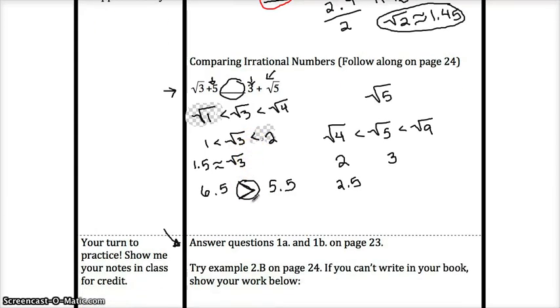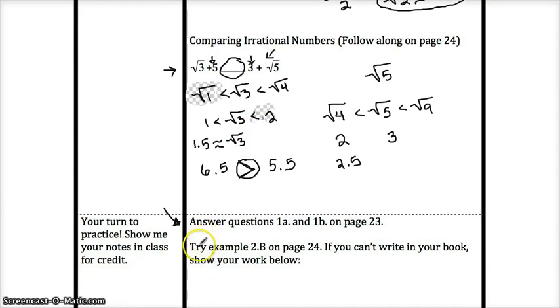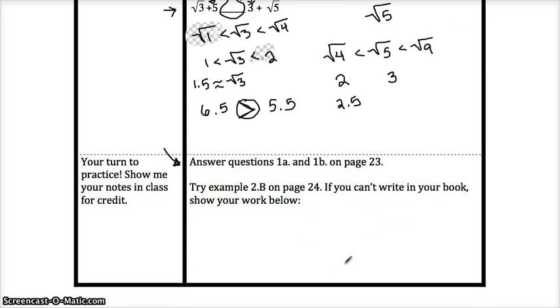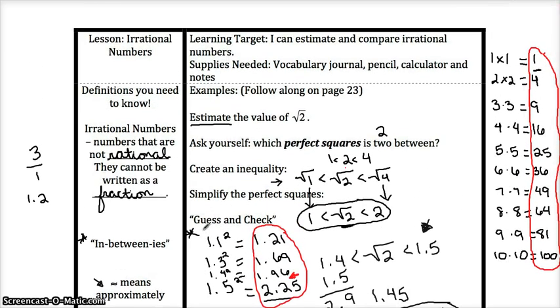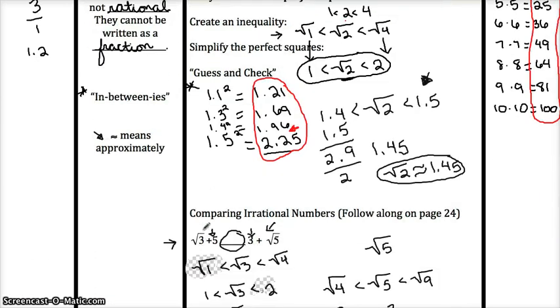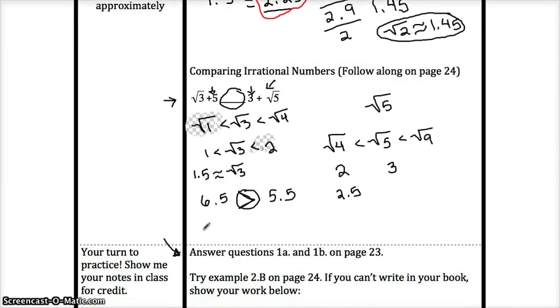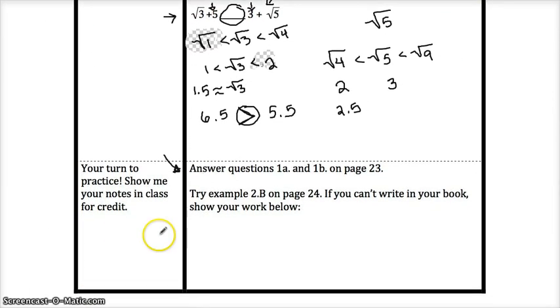All you need to do is finish example B on question 2 on page 24. Again, if you can't write in your book, show your work below, and then show me these notes in class the next time I see you to earn your notes credit. I hope that this made sense to you. Please bring any questions to class tomorrow. I'm happy to answer them.